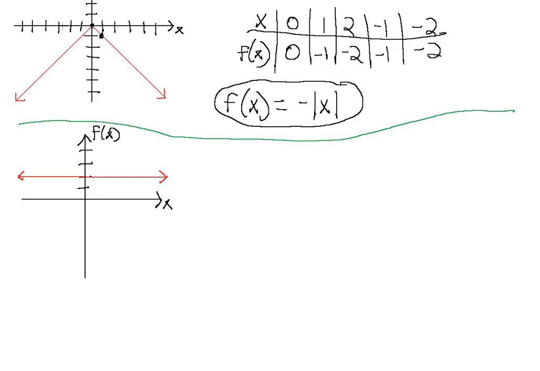So we need to construct a table of values. So we have our domain and our range. So let's go ahead and construct a table of values. Let's go ahead and pick some points. So we have a point right here at 0 and 2. We have another point right here at 1 and 2. And let's go in the other direction.